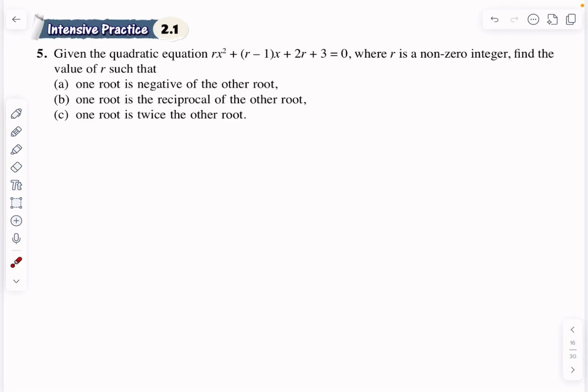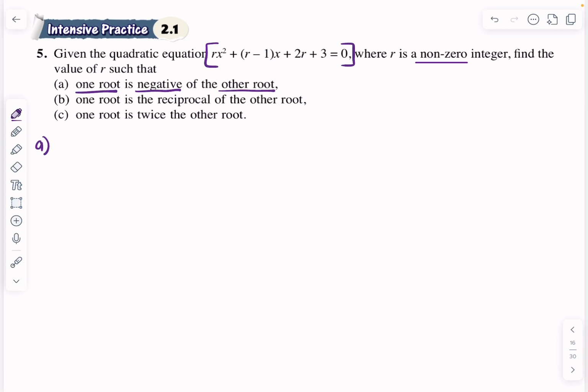Question 5. Given the quadratic equation, this one, where r is a non-zero integer. Don't get confused by this. They're saying that r is not zero. Find the value of r such that one root is the negative of the other root. Okay, so let's look at this equation first.